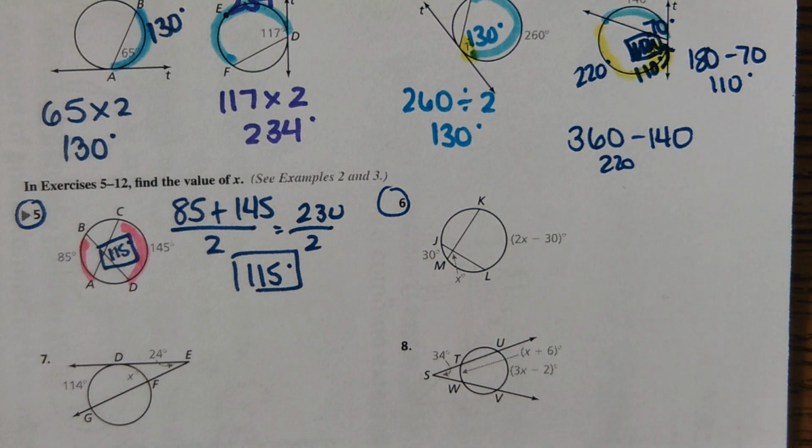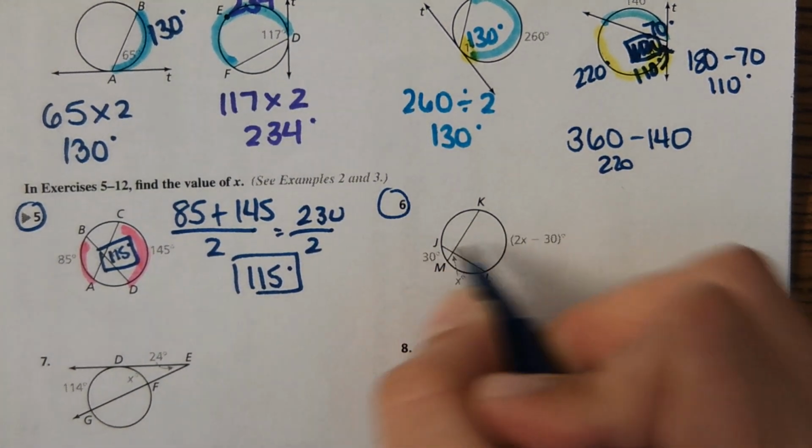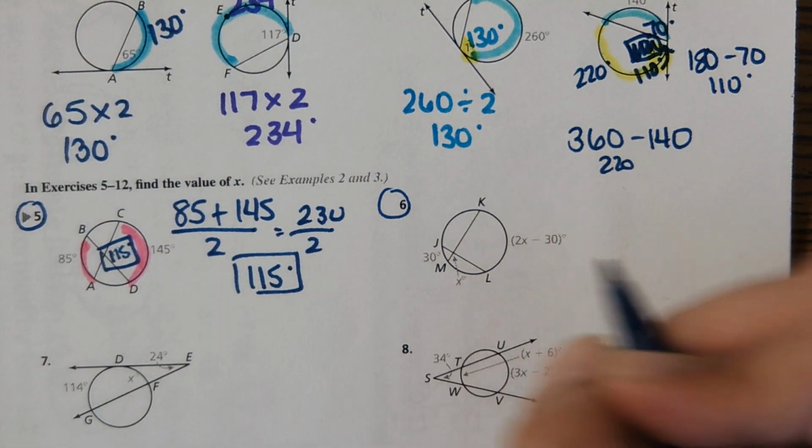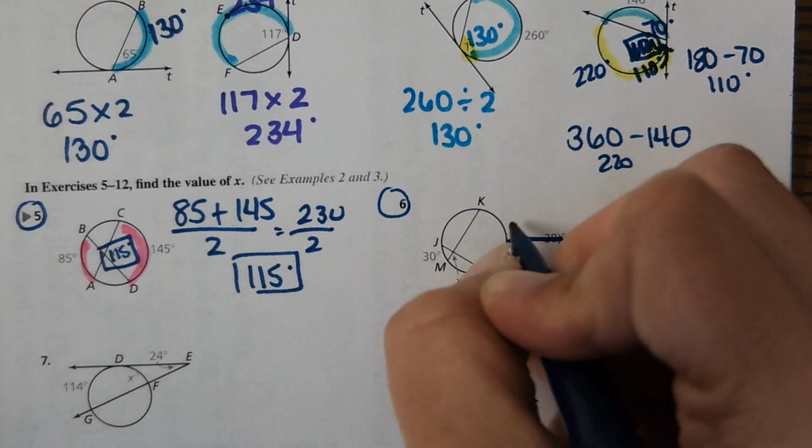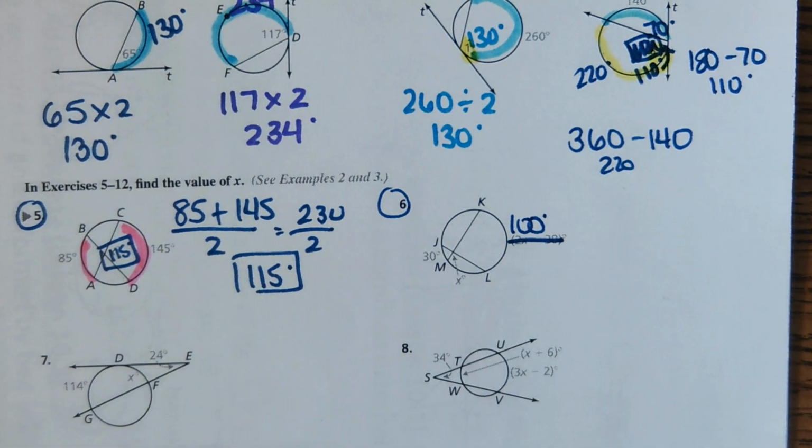For number 6, they take it up a notch. We're not ready for all that yet. Cross this expression out and just put 100 degrees.